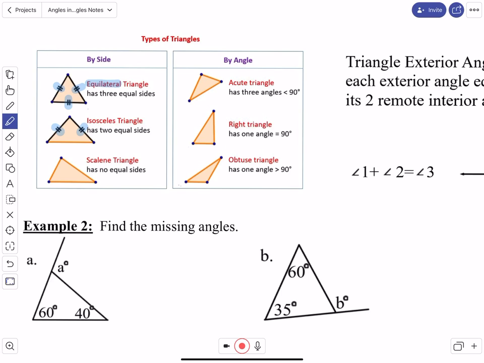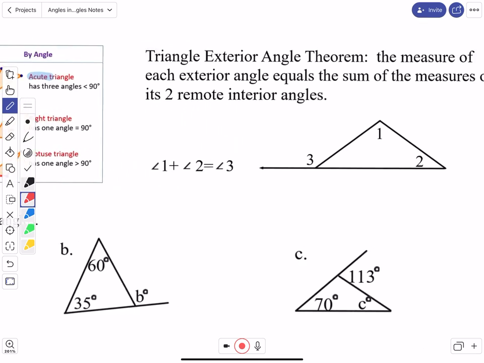We can also categorize triangles by angle. An acute triangle means all 3 angles are less than 90 degrees. We have a right triangle, which means one angle is 90 degrees. And an obtuse triangle has one angle greater than 90 degrees, and only one angle is greater than 90 degrees because it's not possible for more than one angle to be 90 degrees or more.